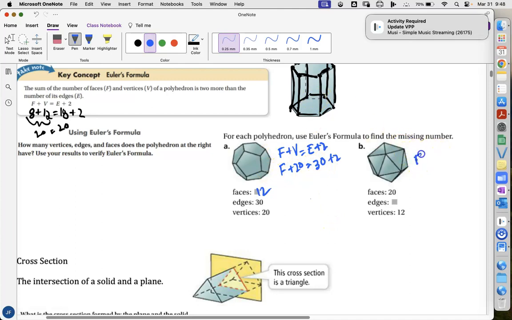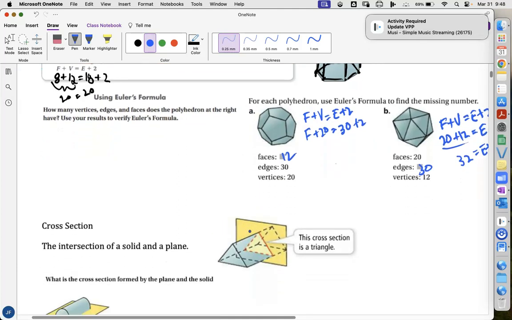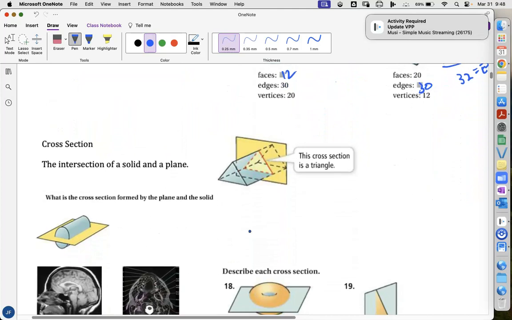Same thing again here. Faces plus vertices equals edges plus 2. So 20 faces plus 12 vertices is equal to E, which is what I'm looking for, plus 2. So we got 32 is equal to E plus 2. Solve for E. E would be 30. So that's how you go about doing that. You'll have a couple questions in MathXL getting you to use Euler's formula. Beyond that, will you ever use that? I highly doubt it.